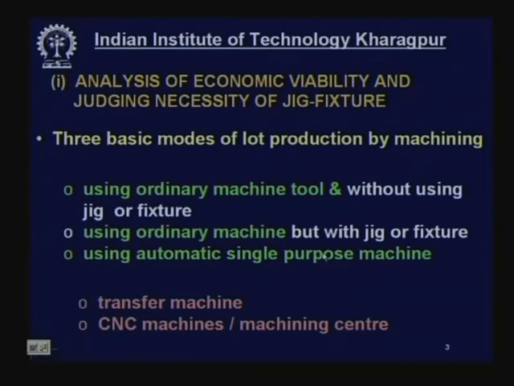Now, it is obvious that with an ordinary machine worked by a human, the cost of the machine is less, but the time will be large and the production rate will be slow. So, the machining cost per piece will be large. If we use jigs and fixtures, the cost of the machine remains the same, but the additional cost of the jig and fixture has to be added. If we use an automatic single purpose machine, work will be done very quickly and accurately, no doubt, but the machine is very expensive. It has to be procured.